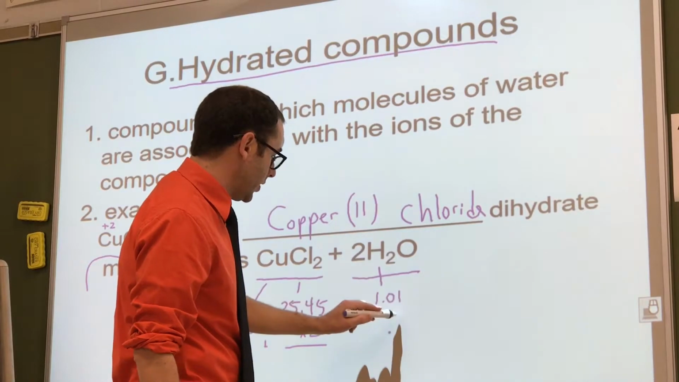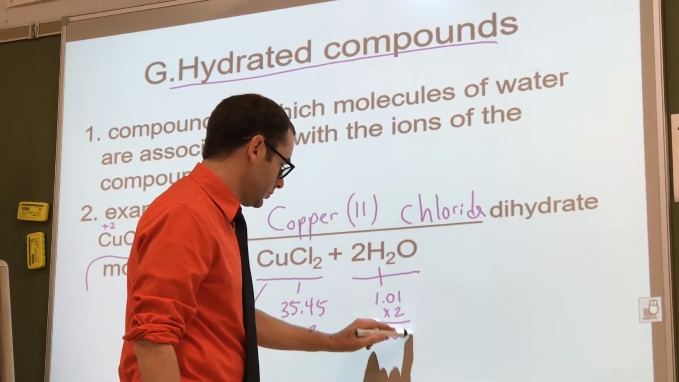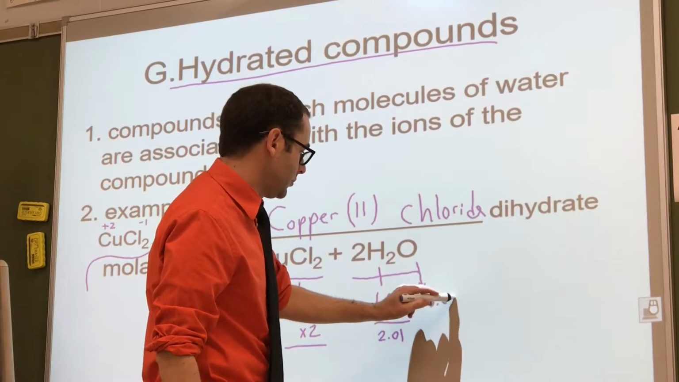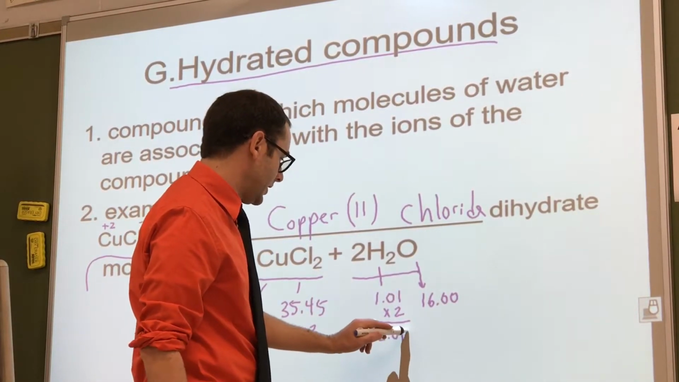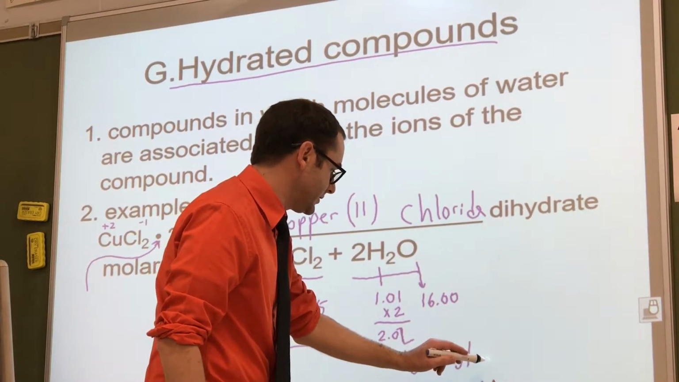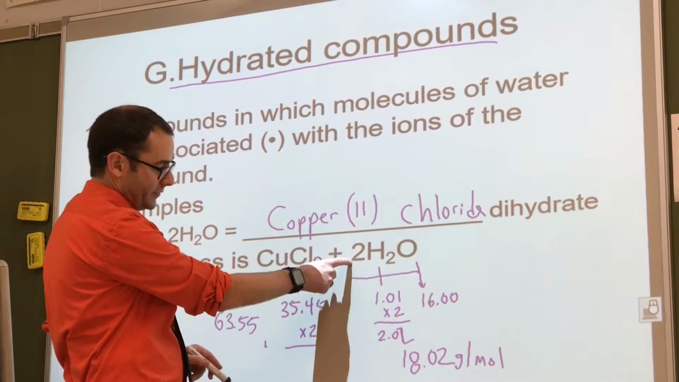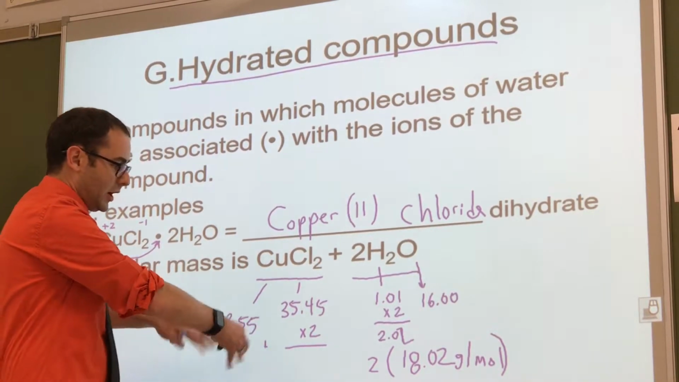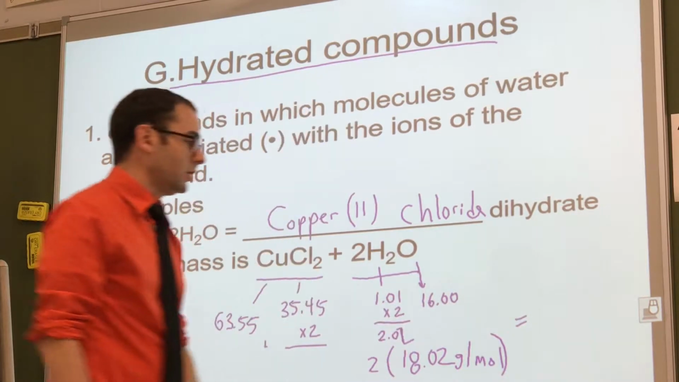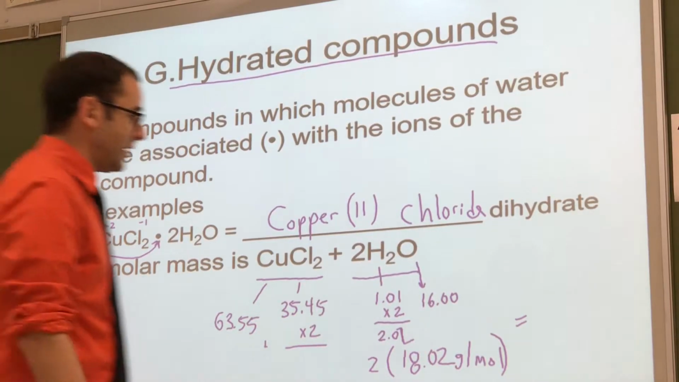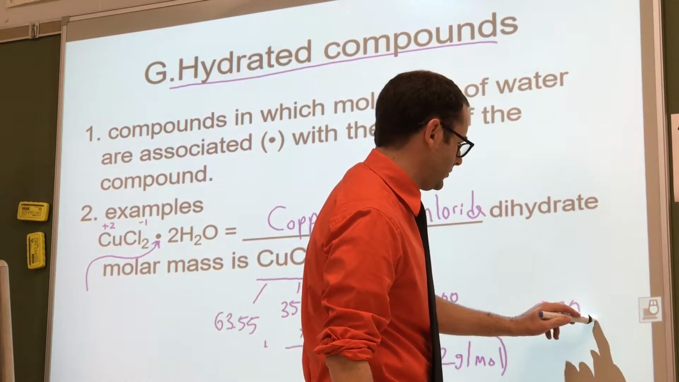For example, it's 1.01 times 2, because there's always 2 hydrogens in water. And then the oxygen, there's always 1, and it's 16.00. So when you do this, it's always going to be 18.02. All right, so the molecular mass of water is always 18.02 grams per mole. And then here we have 2 of them, so we would multiply that together. All right, so we add up the copper 2 chloride, we add up the water, and then we'll get the total molecular mass for the whole thing. All right. Which is 170.49, is that right?